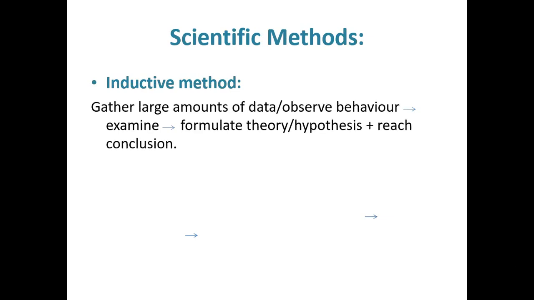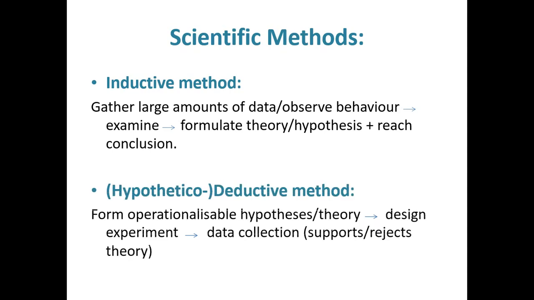In the inductive method, you're gathering lots of data to then formulate your theories and hypotheses. And in the deductive method, you're formulating your hypotheses, designing your experiment, and then collecting data. So they work in a different way. So inductive, bottom up, you gather your data and then create your theories. Deductive or top down, you create your theories and then gather your data.